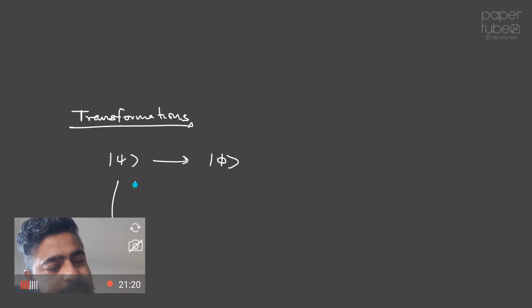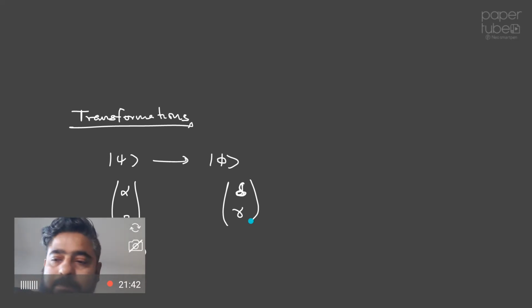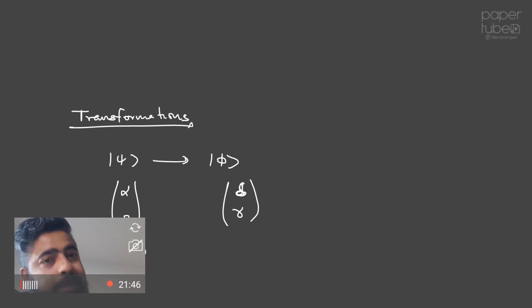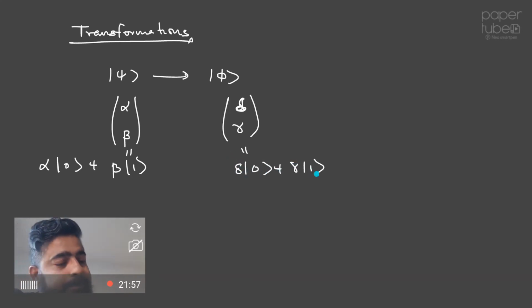So let's say that this state we write as alpha and beta, which is the same as alpha 0 plus beta 1. And this other state is, say, delta and gamma, so it can be written as delta 0 plus gamma 1. So now we need some rules on how these transformations work. One possible rule is that we might want to be able to go back to the original state.